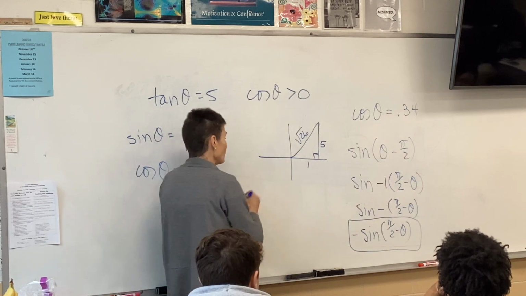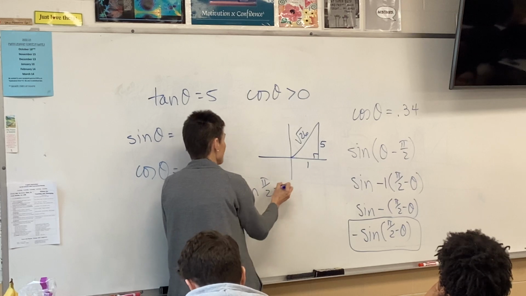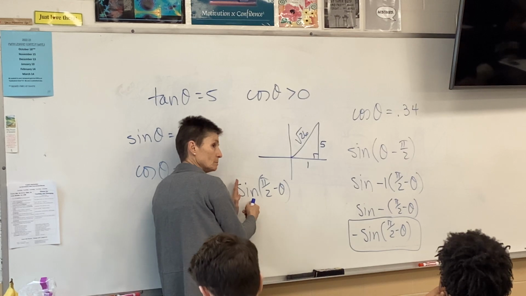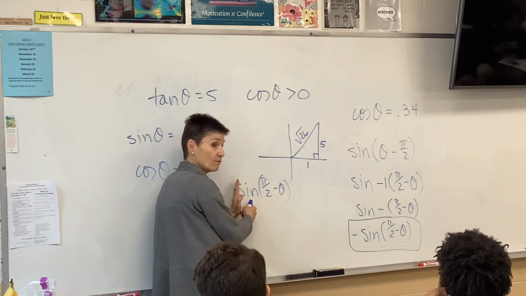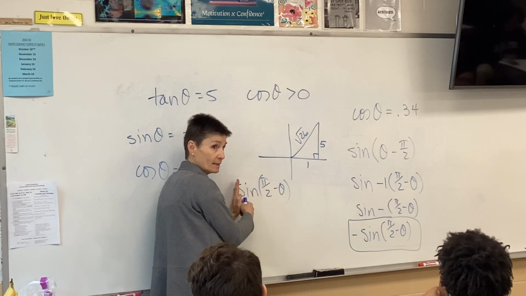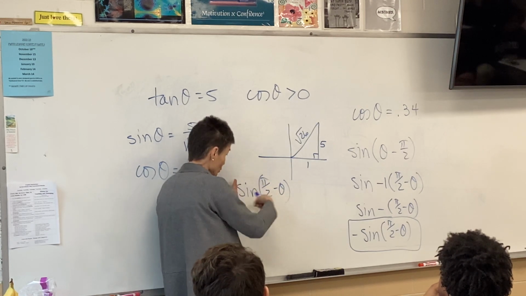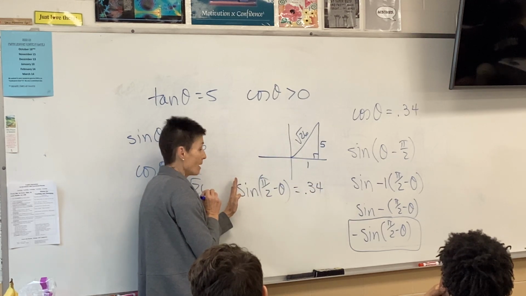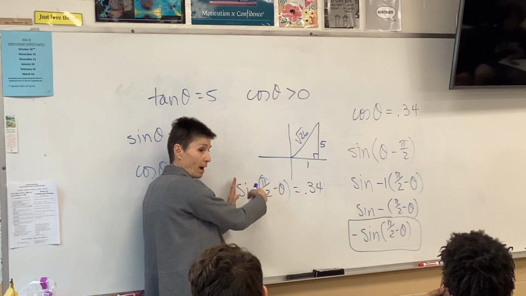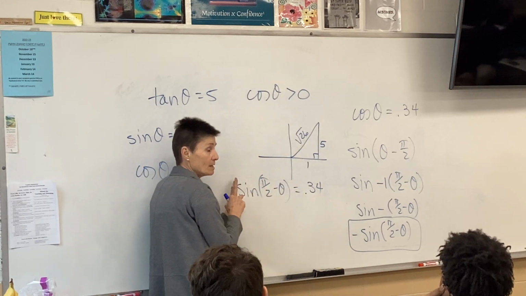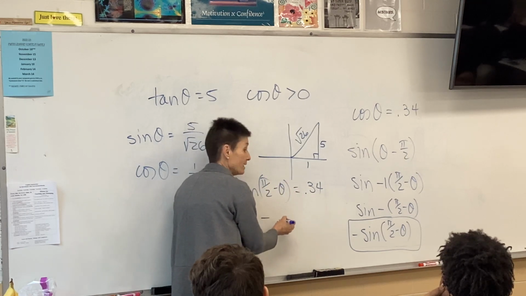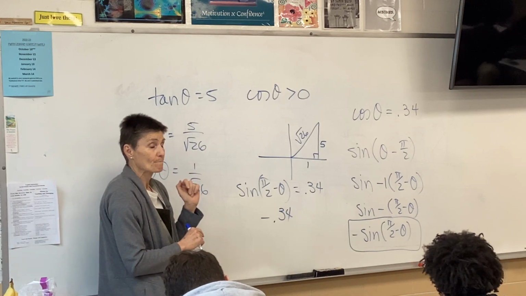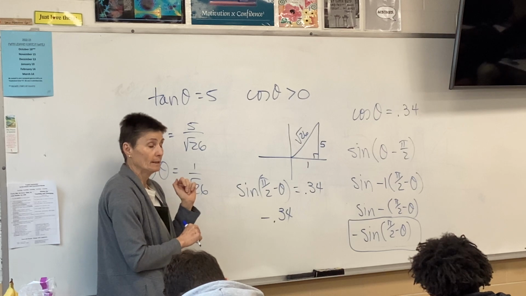All right. Now, tell me what you know about the sine of pi over 2 minus theta. Just this right here. What does that equal? That equals cosine of theta. But the cosine of theta is 0.34. So would you agree this right here equals 0.34? But since that was backwards in the problem, I had to make it negative. So my answer will be negative 0.34, the opposite of 0.34. Little bit tricky.